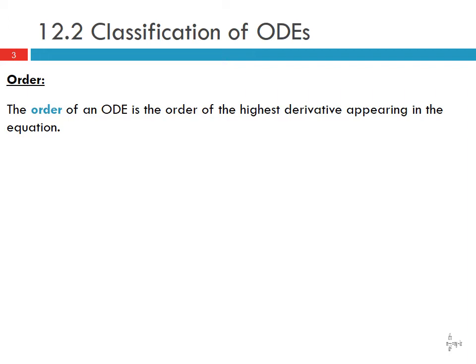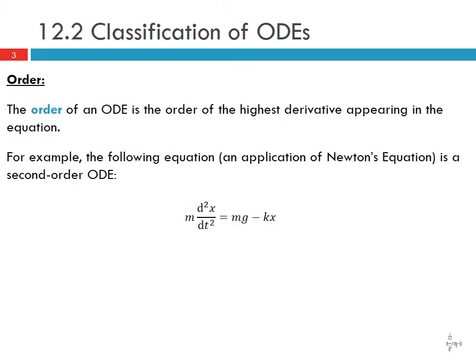The order of an ordinary differential equation is the order of the highest derivative appearing in the equation. For example, the equation here, which is an application of Newton's equation, is a second order ODE because the highest derivative is a second derivative. The second derivative of position with respect to time gives us the acceleration.